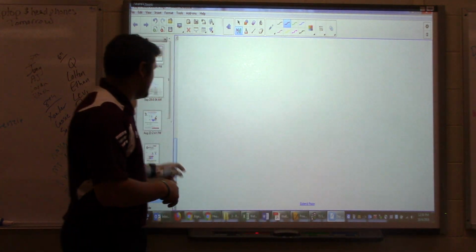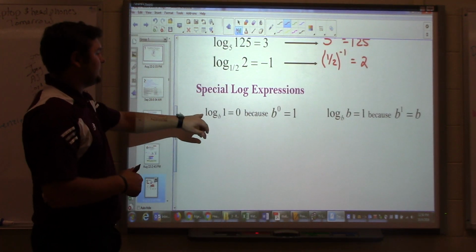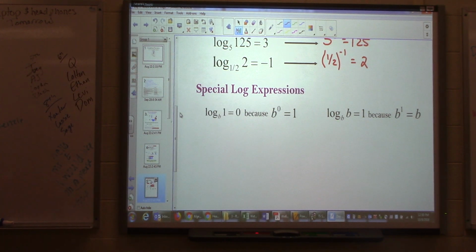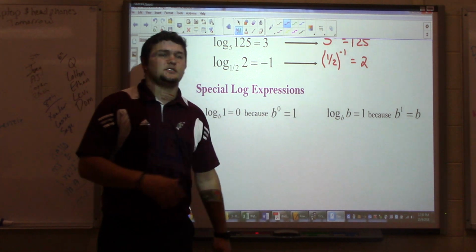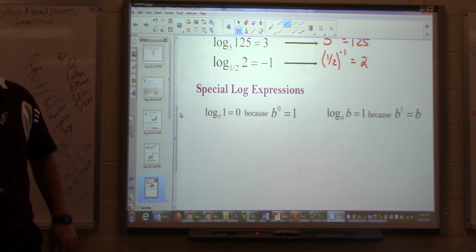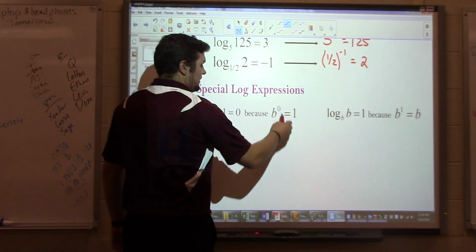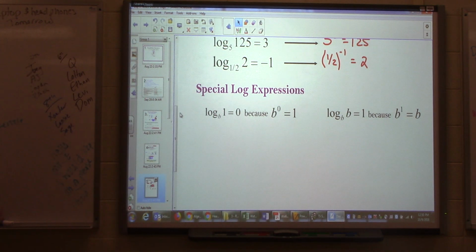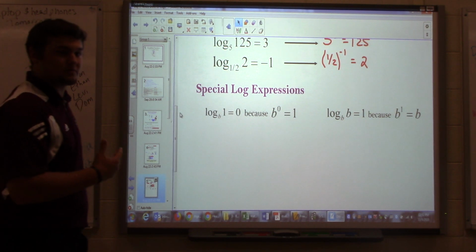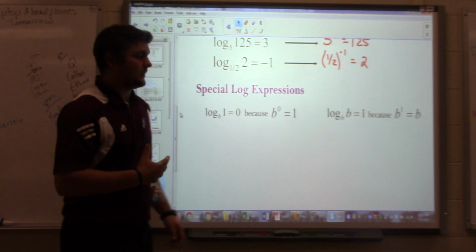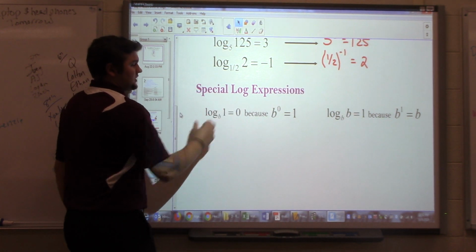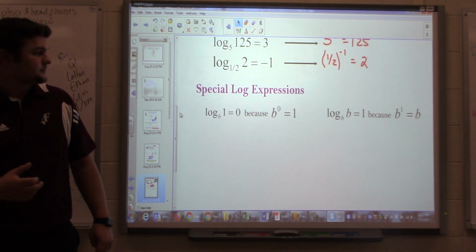A couple special log expressions. If I have log base b of 1, it will always equal 0, because if you change it to its exponential form, it comes out to b to the 0 power equals 1. Anything to the 0 power is 1. So log base b of 1 is always equal to 0 no matter what my base is.